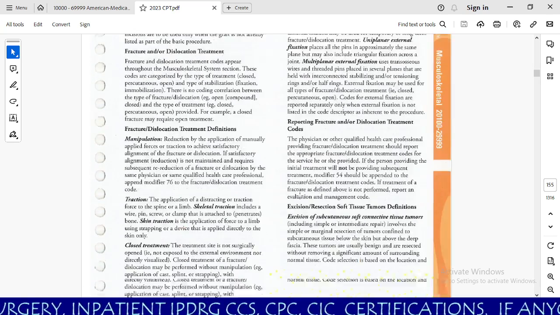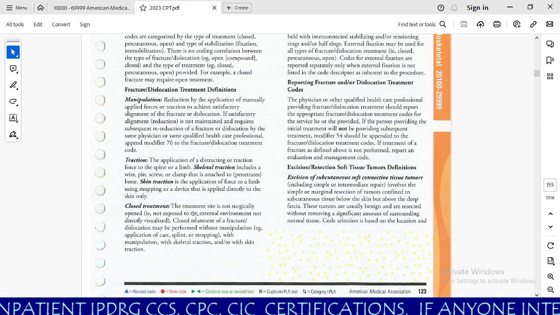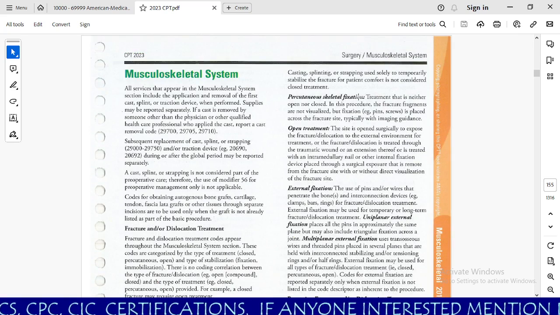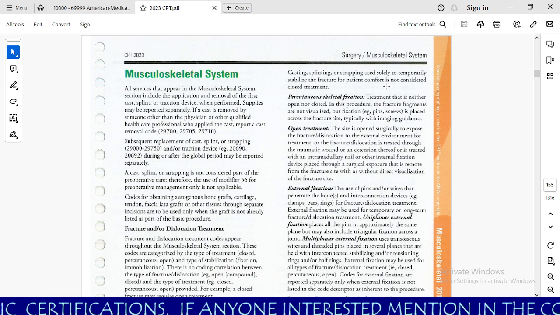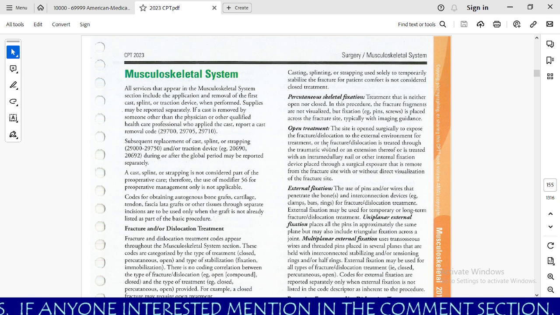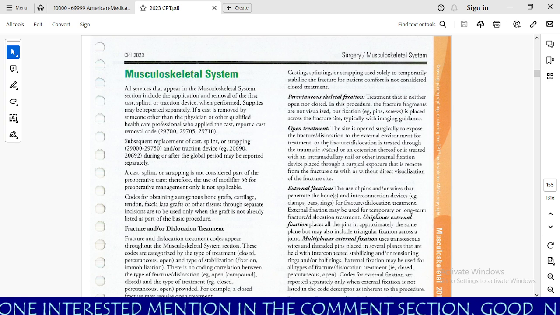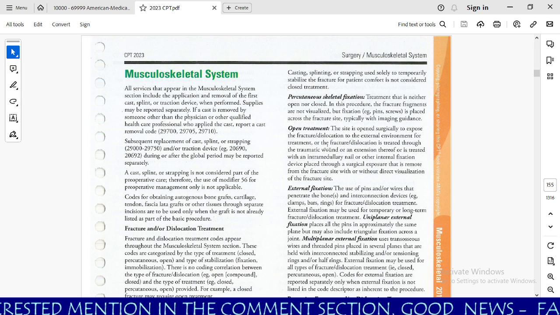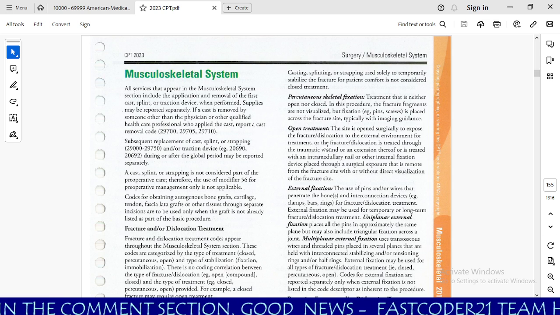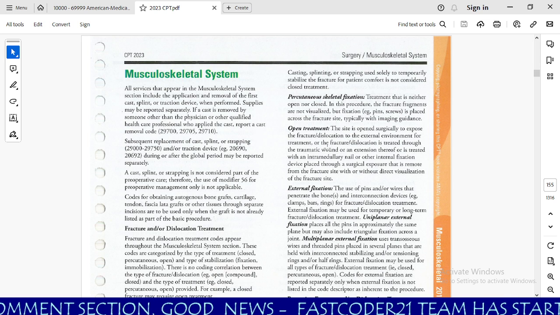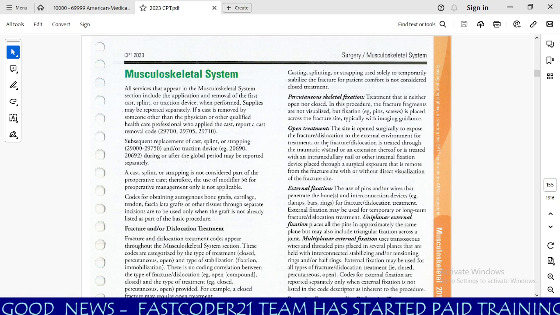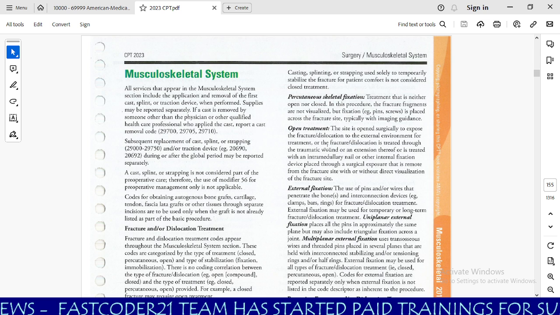So basically, what is closure treatment? Here the fracture site is not visible to the outside environment. Next, casting, splinting or strapping used solely to temporarily stabilize the fracture for patient comfort is not considered closure treatment. Sometimes a patient will come into the emergency department, and as soon as the emergency physician sees the patient, he will apply a cast or splint. What the CPT guidelines tell us is that temporary application of a cast, splint or straps is not considered closure treatment. It is not a definitive treatment. It is a temporary treatment. Most of the time, definitive treatment is performed by the orthopedic physician.